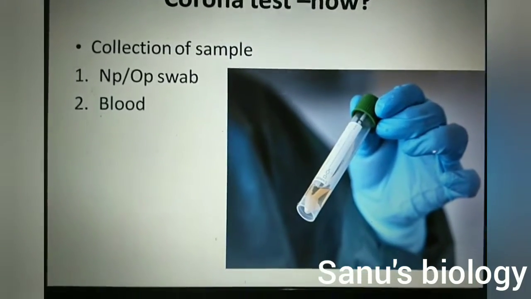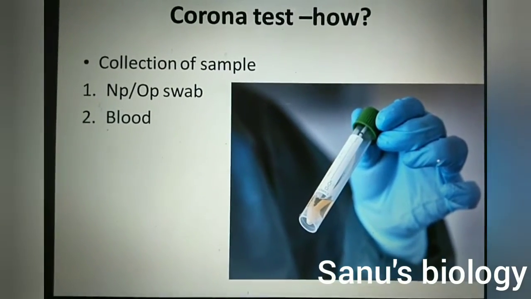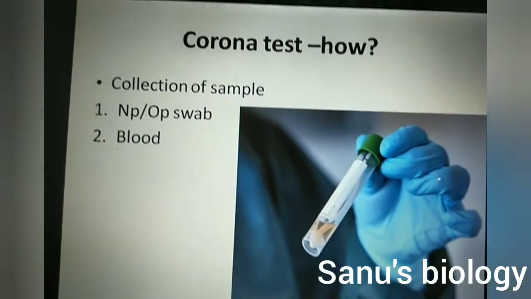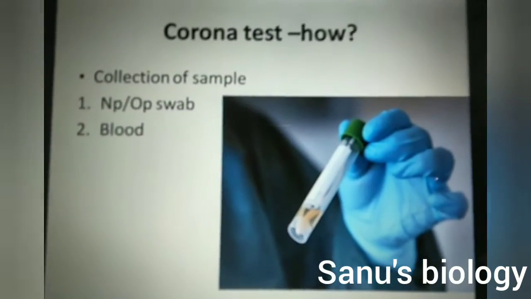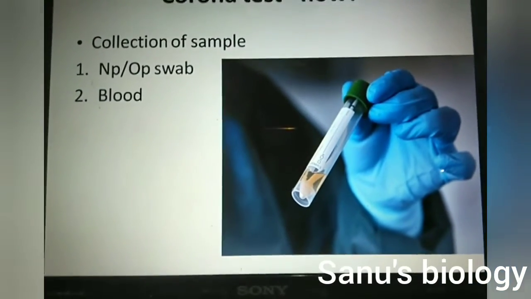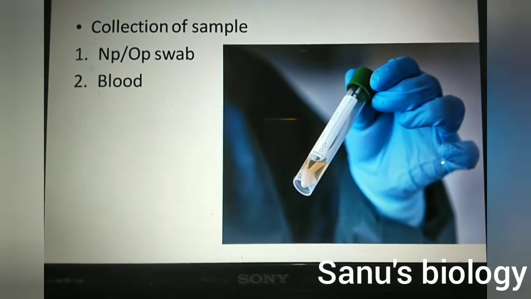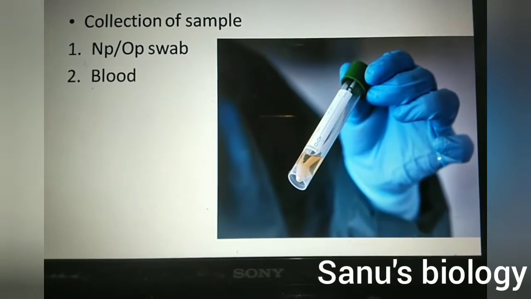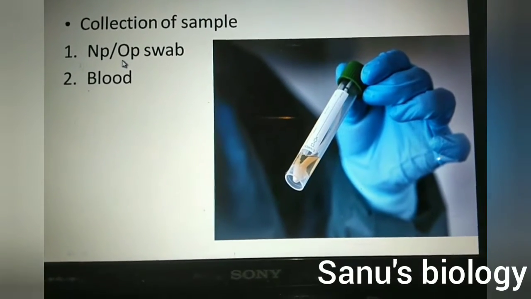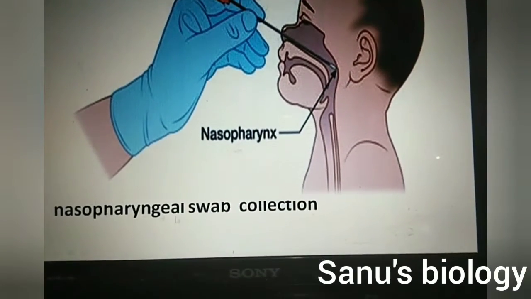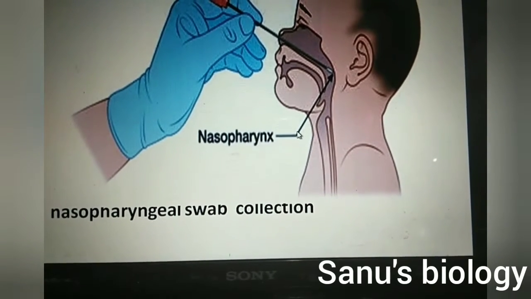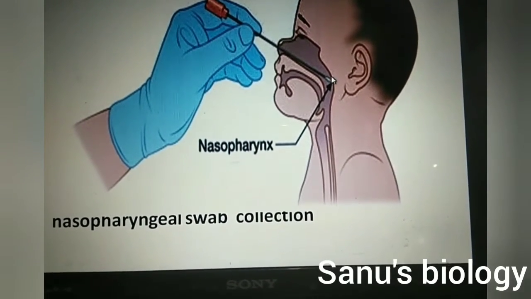For testing this coronavirus, there are two types of tests. The first one is the RT-PCR test and the second one is the blood test. Firstly, we have to collect a sample for any kind of test. For the RT-PCR test, we collect the sample with the help of a swab, and this collection is called nasopharyngeal swab collection.